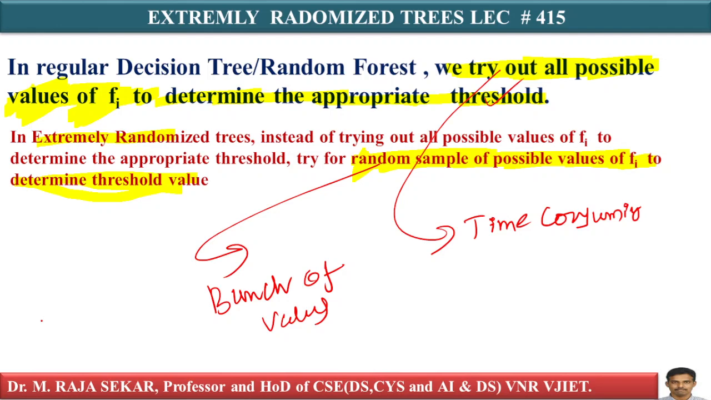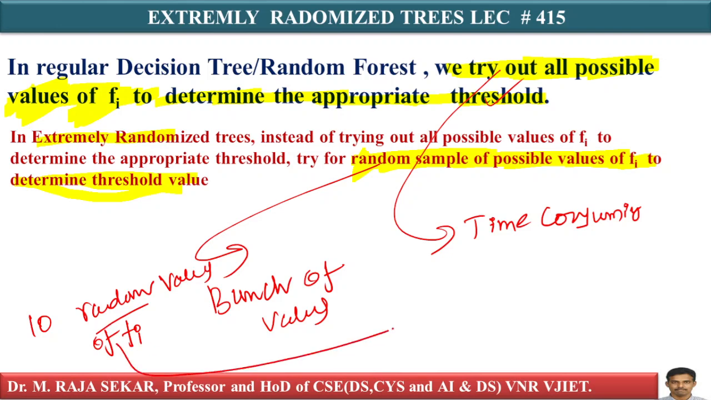Let me say we pick 10 random values of feature i. Check out these 10 random values and pick the best value among them. We are not running away from picking the best value, but instead of trying all values, we use a subset or random sample of possible values. Here again, we are using randomization.